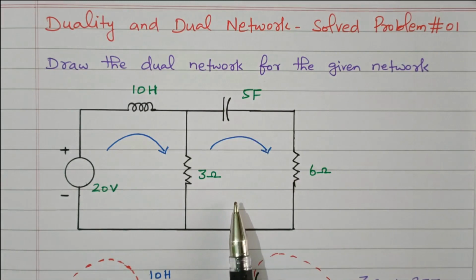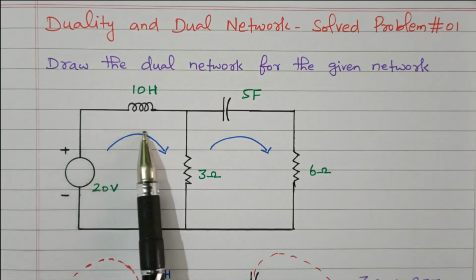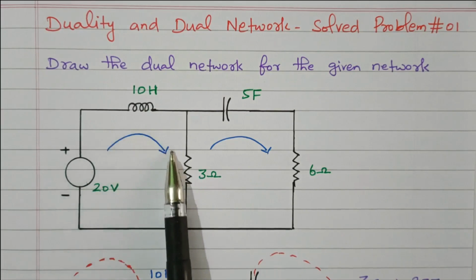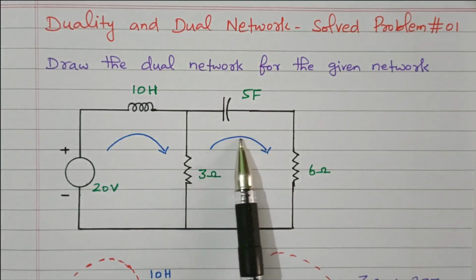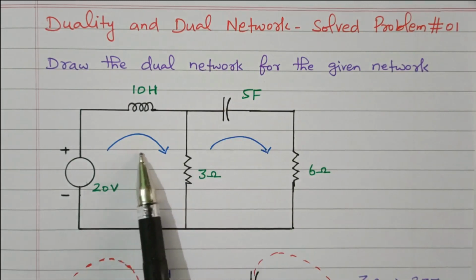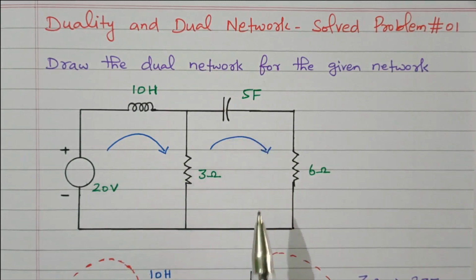Step 1 is we need to put a dot for every loop in the circuit. So first we will identify what loops are available. So this is loop 1, the first loop. A loop is nothing but a closed circuit. This is the second loop. So we need to put a dot for the first loop as well as the second loop.